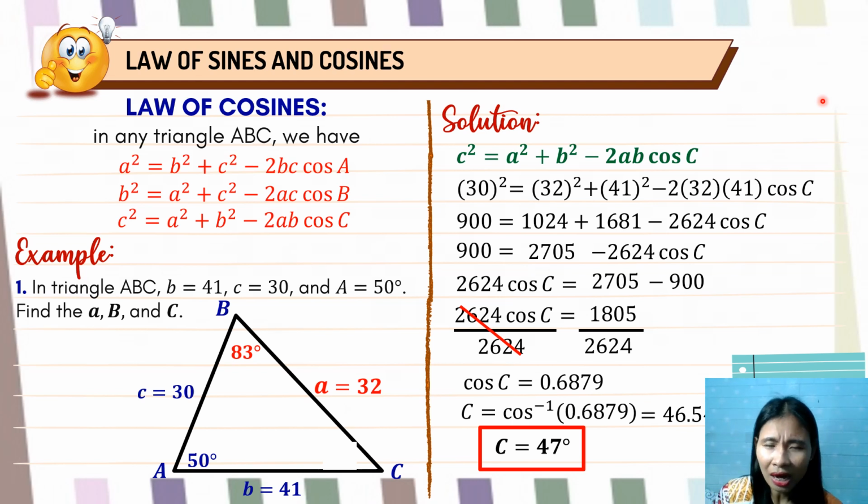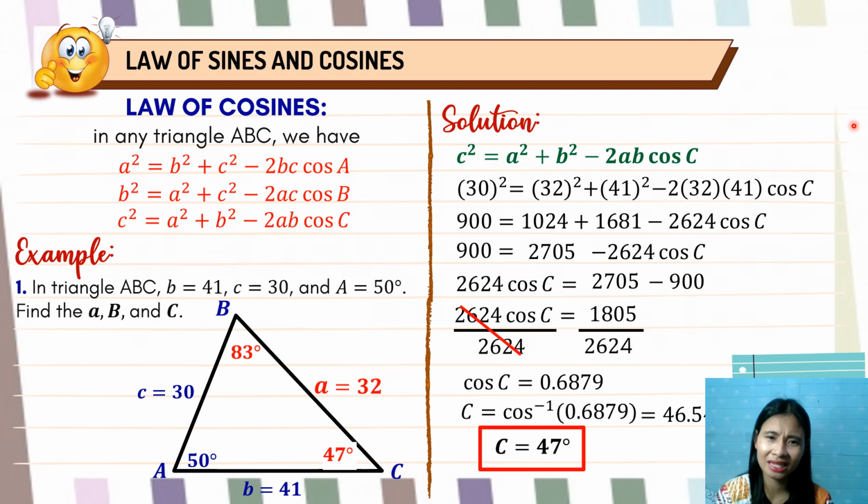Now, how are you going to check if you were able to get the answer correctly, especially in terms of the angles? Try to add all the angles. We have 50 plus 83, that's 133, plus 47, and that gives you 180 degrees. That's one thing that you have to take note. After solving for the three measures of the angles, make sure that the sum of the angles is 180. Remember, the sum of the interior angles of a triangle is 180.